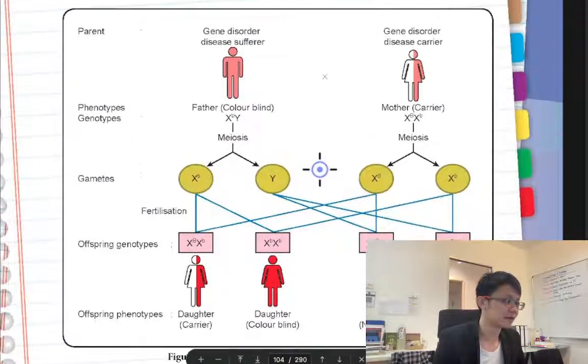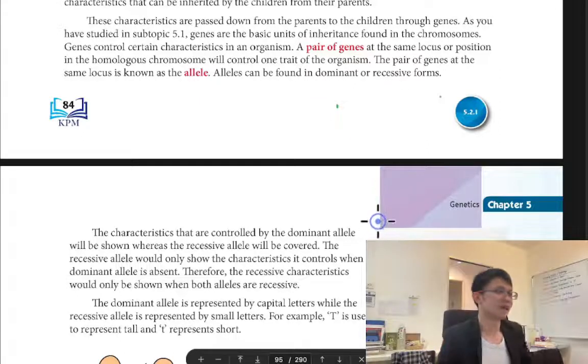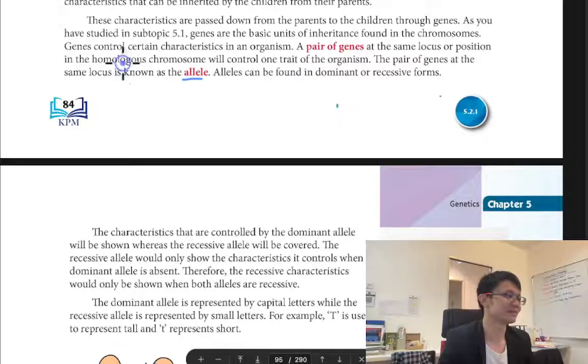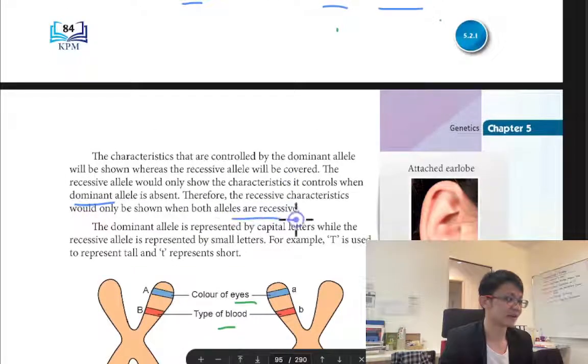So is there the same locus or position in the homologous chromosome? Yeah, anyway, it's okay. The pair of gene that has the same locus is allele. So what is allele? Allele is, just make it simple lah, maybe you guys can say it's a pair of gene. A pair of gene, either it can be a dominant or recessive allele, and allele is labeled as either dominant allele or recessive allele.